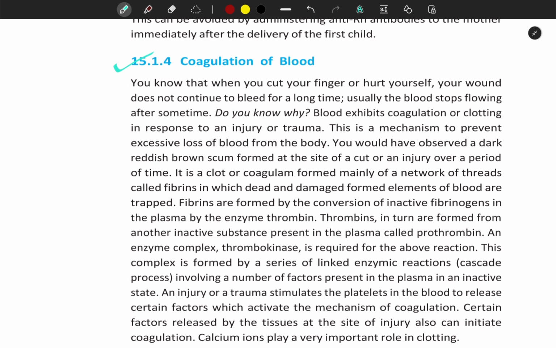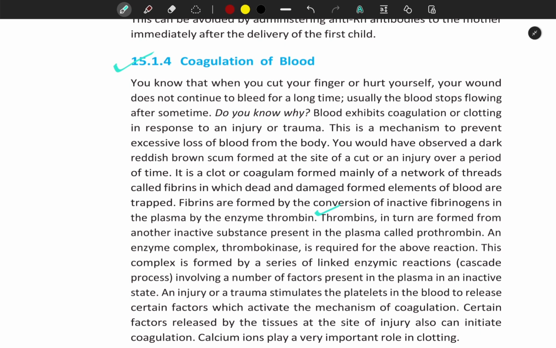You would have observed a dark reddish brown scum formed at the site of a cut or an injury over a period of time. It is a clot or coagulum formed mainly of a network of threads called fibrins, in which dead and damaged formed elements of blood are trapped. Fibrins are formed by the conversion of inactive fibrinogens in the plasma by the enzyme thrombin. Thrombins are in turn formed from another inactive substance present in the plasma called prothrombin. An enzyme complex, thrombokinase, is required for the above reaction.